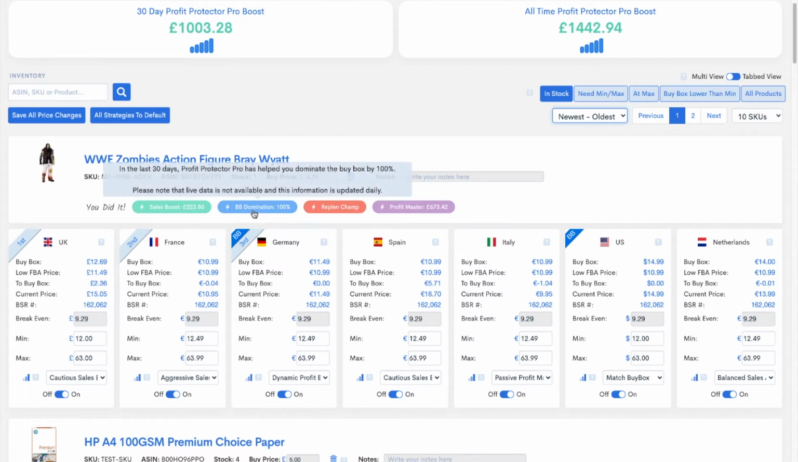Okay, so this one tells you that you've dominated the buy box by 100%. So that's amazing. Obviously it will very rarely say 100% because you're not going to get the buy box all of the time, but it will tell you what percentage you have got the buy box for.